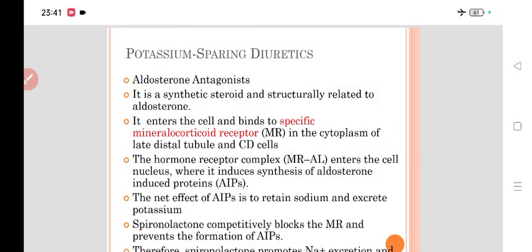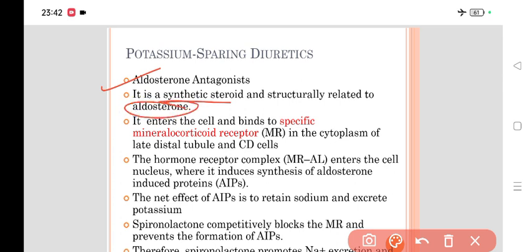Today we are going to talk about potassium sparing diuretics. We have spironolactone. Spironolactone is an aldosterone antagonist and a synthetic steroid. It's a potassium sparing diuretic, structurally related to aldosterone.